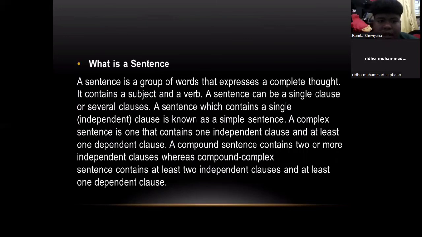Next, what is a sentence? A sentence is a group of words that expresses a complete thought. It contains a subject and a verb. A sentence can be a single clause or several clauses. A sentence which contains a single independent clause is known as a simple sentence. A complex sentence is one that contains one independent clause and at least one dependent clause. A compound sentence contains two or more independent clauses, whereas a compound-complex sentence contains at least two independent clauses and at least one dependent clause.